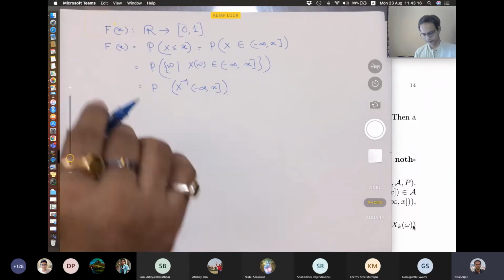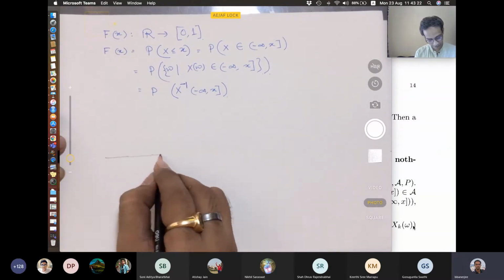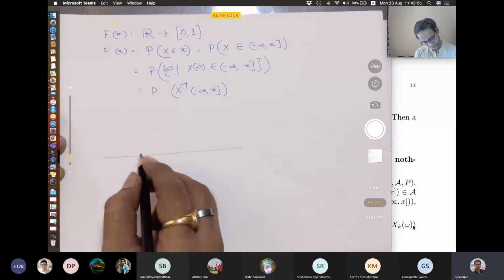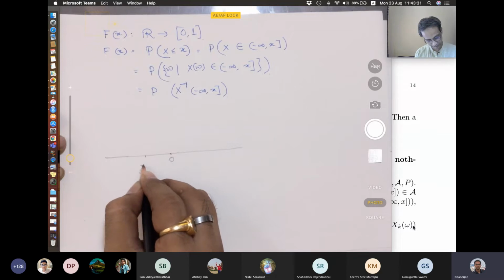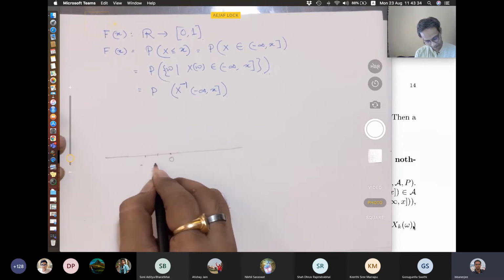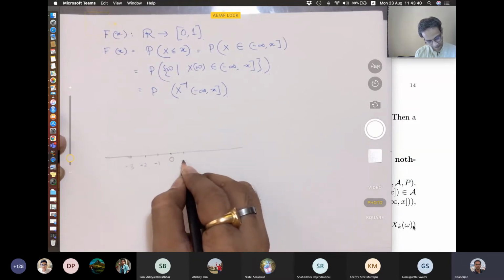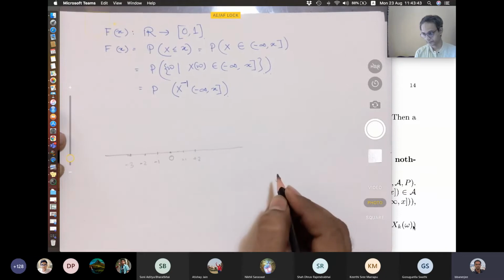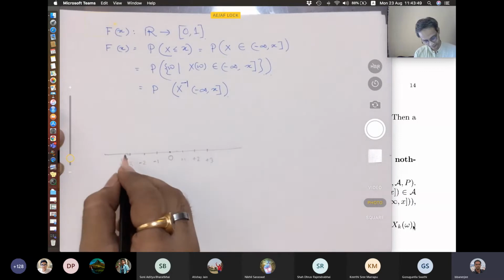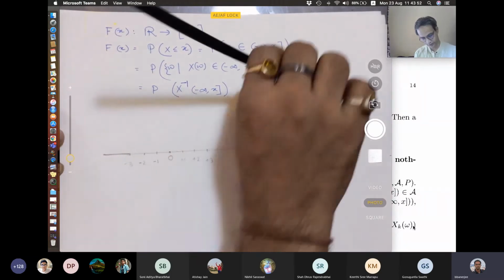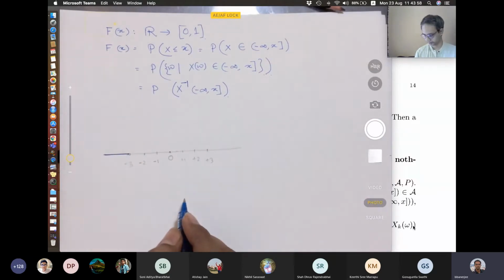Now let us try to see if we draw this, for example, here let us call 0, here -1, -2, -3, here +1, +2, and +3. Okay. Before reaching -3, the value is 0. That we have already seen.